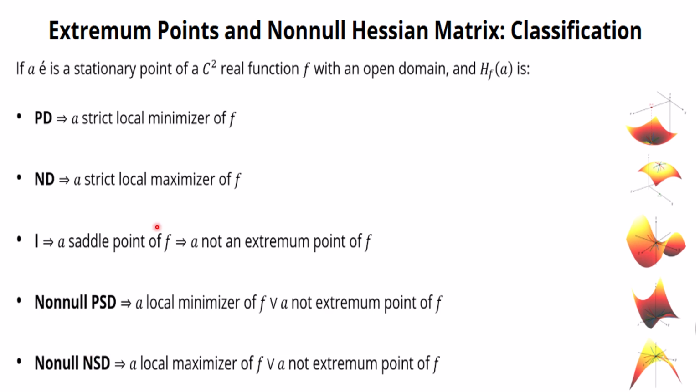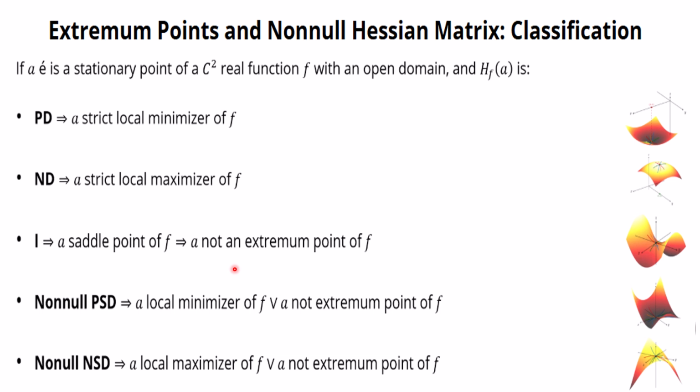If the Hessian matrix is positive definite, I will have a strict local minimizer of f, and that's the shape of a local minimizer. If I have a negative definite, then I will have a strict local maximizer at this critical point. If indefinite, I have a saddle point of f, not an extremum. But the problem will arise once you have a positive semi-definite or negative semi-definite.